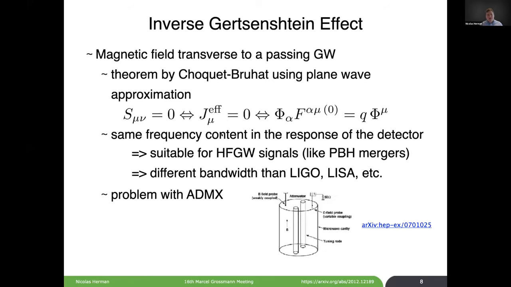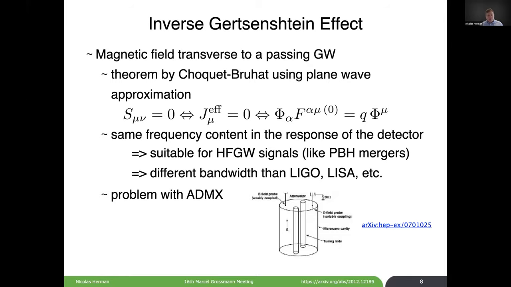I want to highlight the importance that the magnetic field must be transverse to the direction of the gravitational wave. So there is a theorem by Yvonne Choquet-Bruhat using a plane wave approximation that shows that if the magnetic field is longitudinal, then the source term of the wave equation will vanish. In this Gertsenshtein effect, the response of the detector will have the same frequency content as the gravitational wave. So it could be suitable for high frequency gravitational waves, for example, here, primordial black hole mergers. And what is interesting in this is that we can scope different bandwidths than LIGO, LISA, and so on.